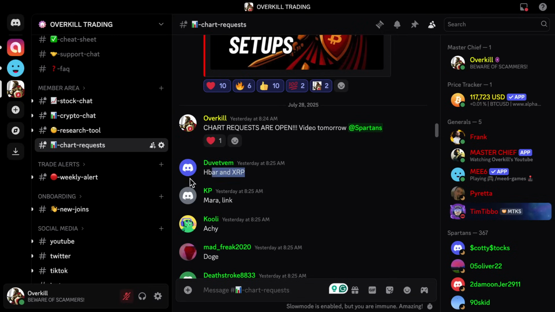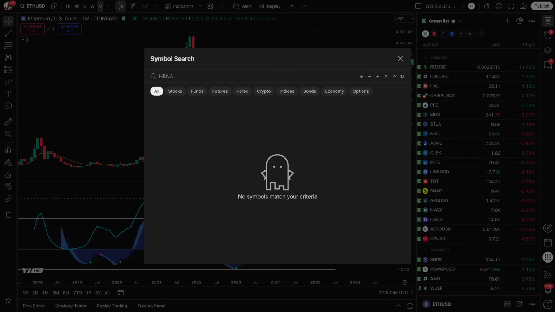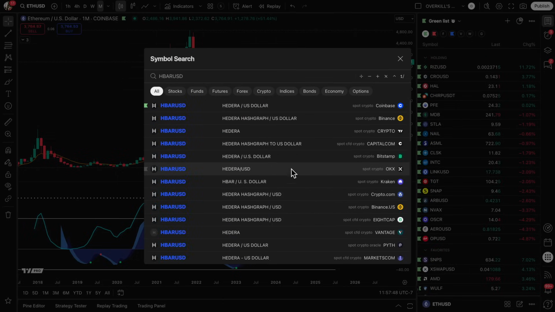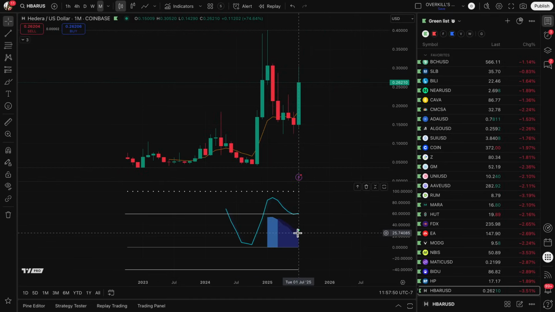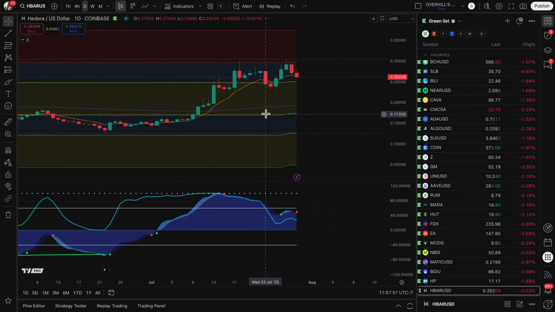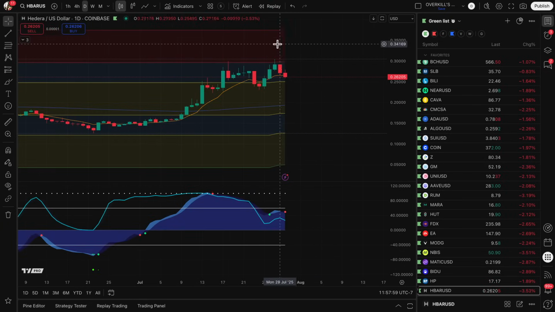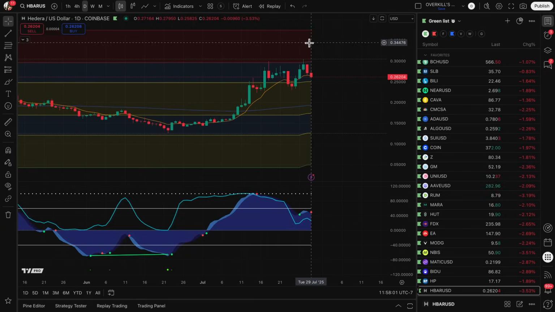So the first two we're going to look at today are going to be HBAR and XRP. HBAR is going to be the first one. We got that green dot here at the beginning of the month, probably around 17, 18 cents. It's up 100% from that time. This one's getting pretty close up here to the red zone. So my target on HBAR is still up here around 35 to 40.